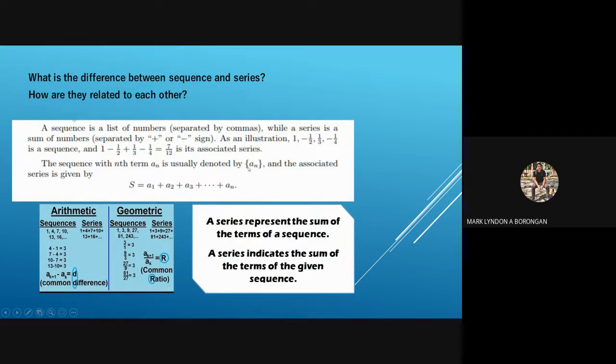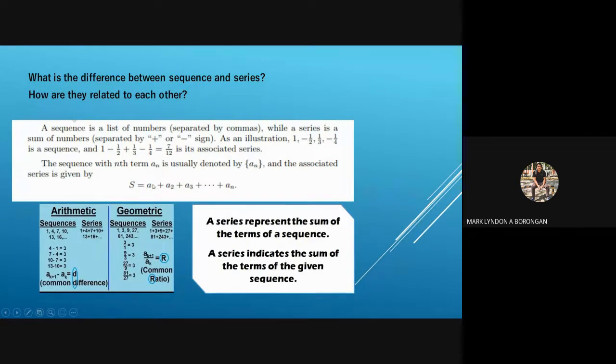So, if we have there a sub n as our sequence, then if we write its associated series, it will be written as a sub 1, a sub 2, a sub 3, up until a sub n. Depende na kung asa ta taman nga term. If taman na tag a sub 5, like the fifth term, a sub 5 ra ta taman. So ana lang.